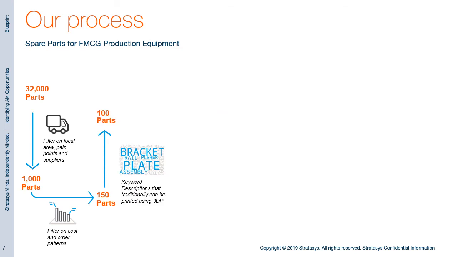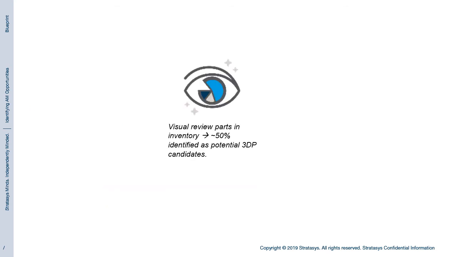This leaves us with about 100 different parts that we can go and see visually, because only once we see them will we know is this a good part for 3D printing or not. Now it's time to go on site and have a look at parts. This is a critical part of the process, like we said earlier, and that's where people usually start.